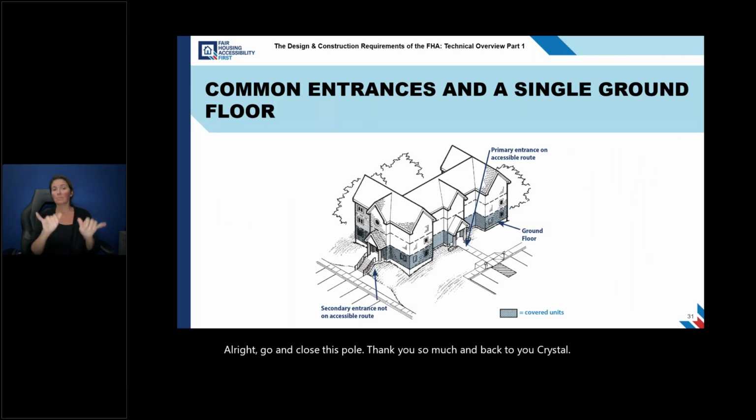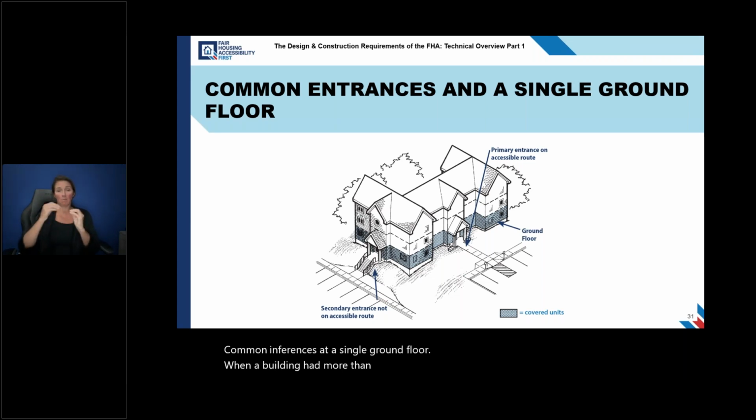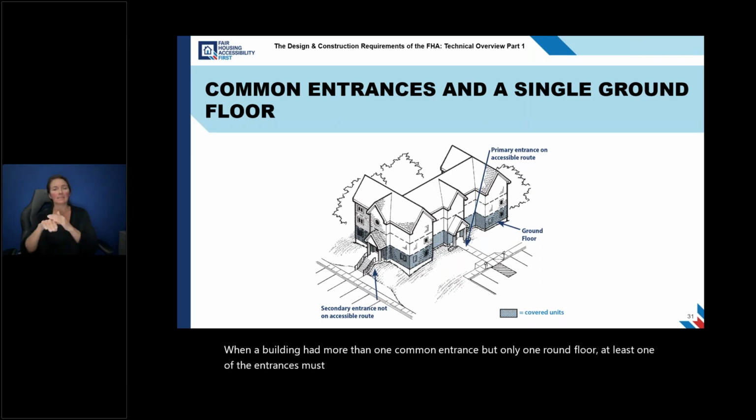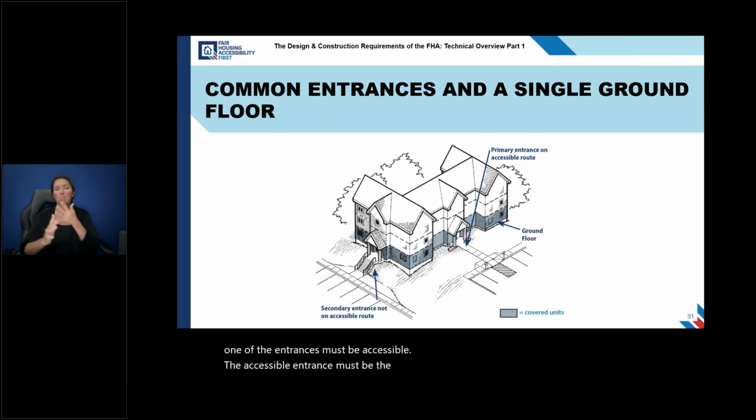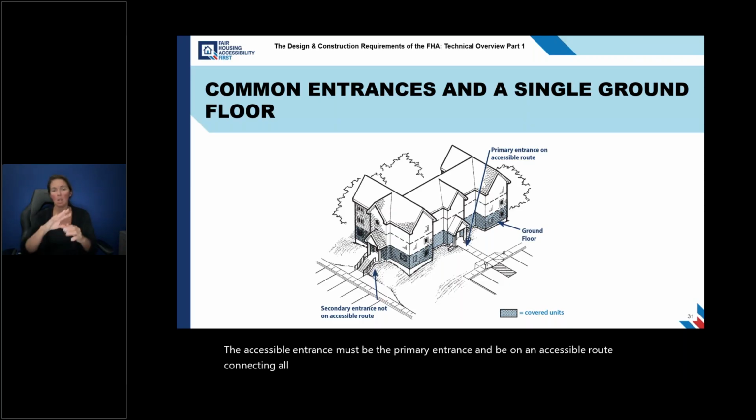Common entrances and a single ground floor. When a building has more than one common entrance, but only one ground floor, at least one of the entrances must be accessible. The accessible entrance must be the primary entrance and be on an accessible route connecting all ground floor units.